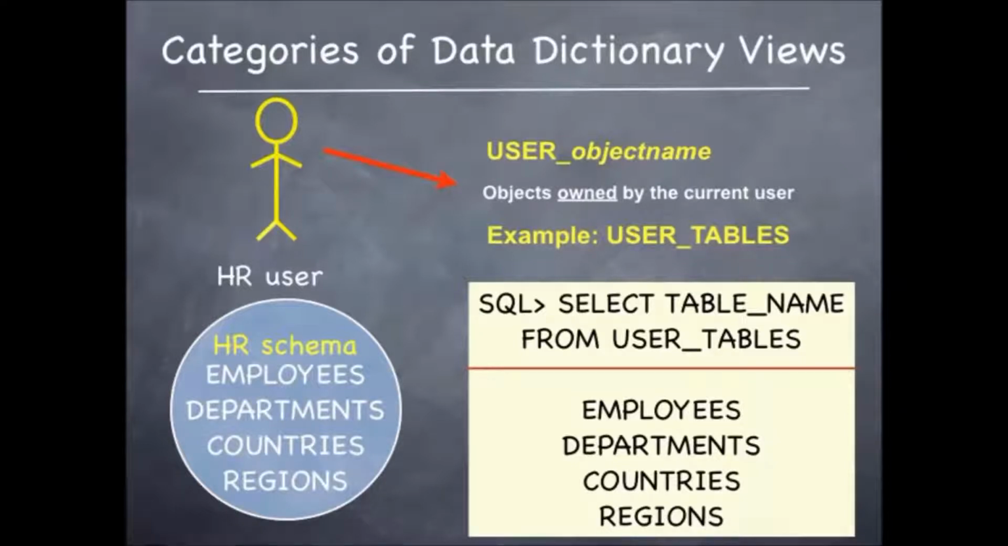If a user of the database issues a query such as SELECT table_name FROM user_tables, the user can see the names of the tables in their own schema, or the names of the tables that they own. Here the user HR sees as the output of that query the table names employees, departments, countries, and regions.